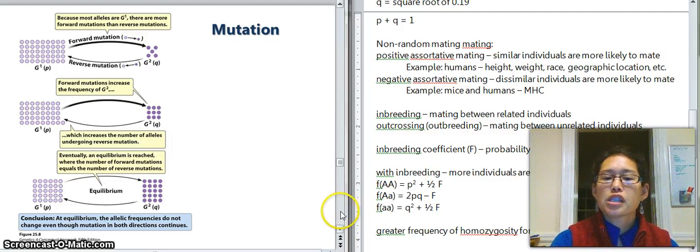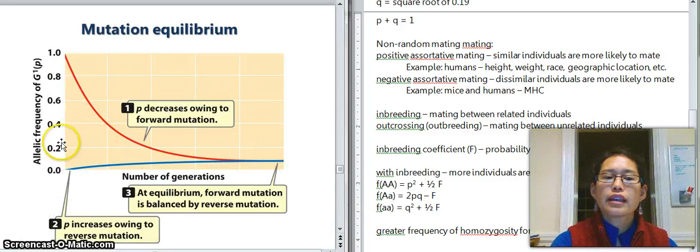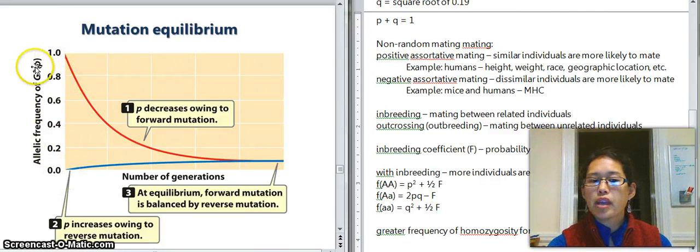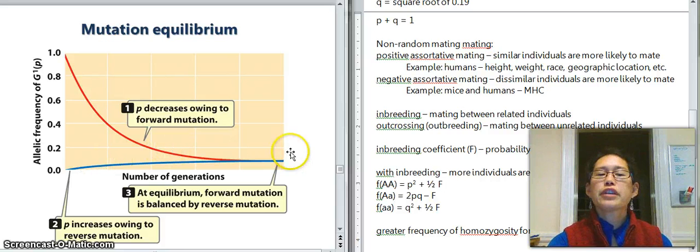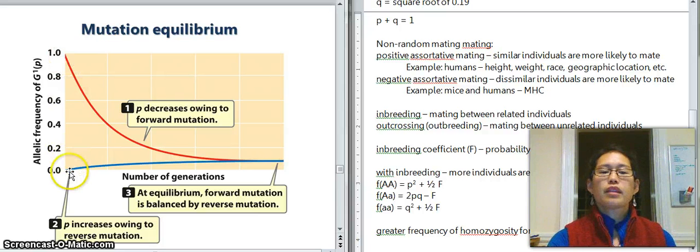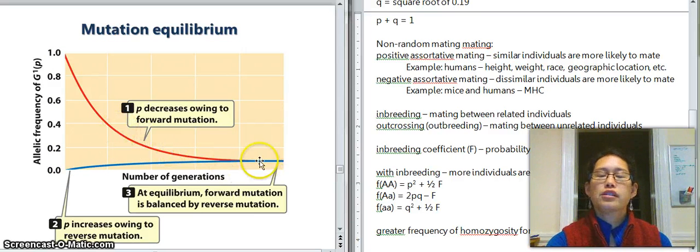And this relationship can also be viewed graphically, where this is the allele frequency of the first allele, which we're calling P. And over a number of generations, it starts out as the only allele, so its frequency is 1. The second allele comes along, and they converge on some equilibrium allele frequency.